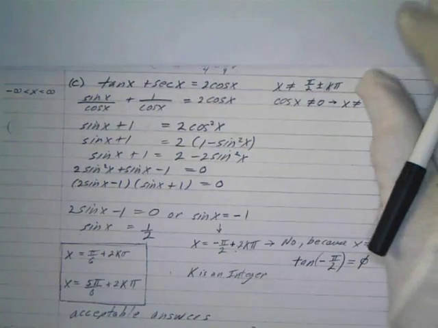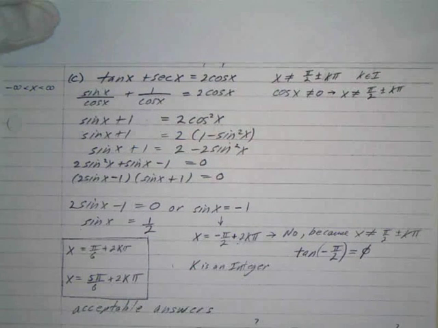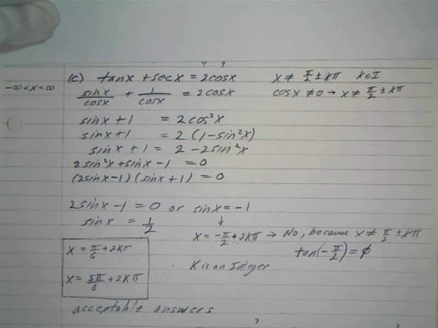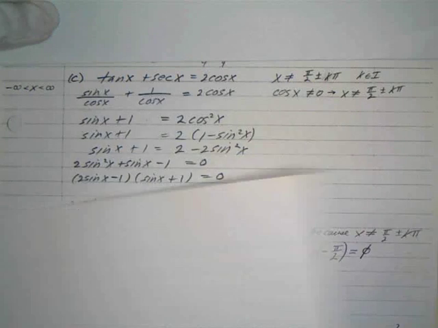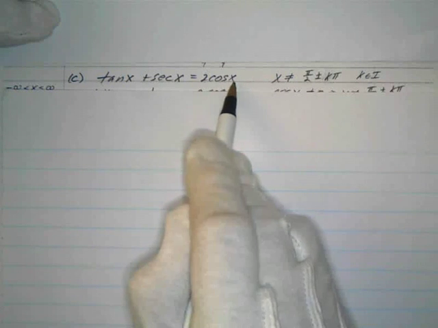Let me cover this up so you can see there's a lot of writing here going on. This is letter C, and then we're trying to solve this. And this is my equation: tangent plus a secant equals 2 cosine of x. Now again, we're always looking for places where this is undefined.